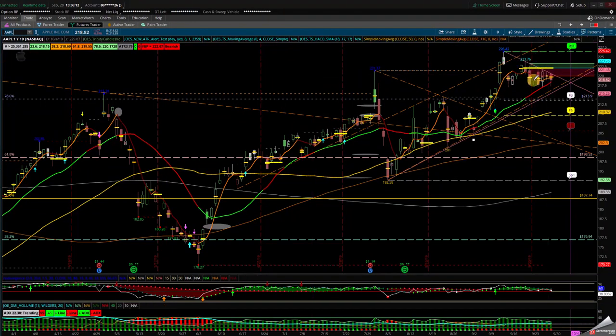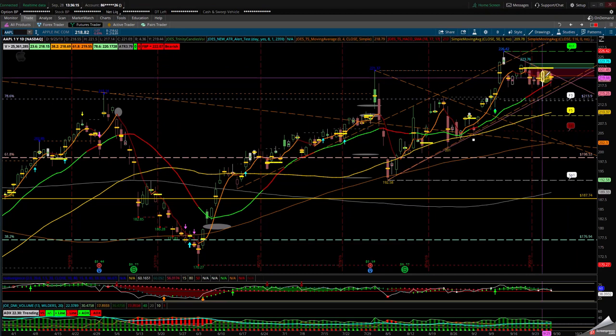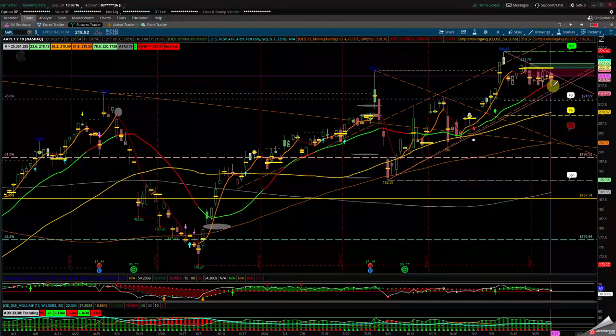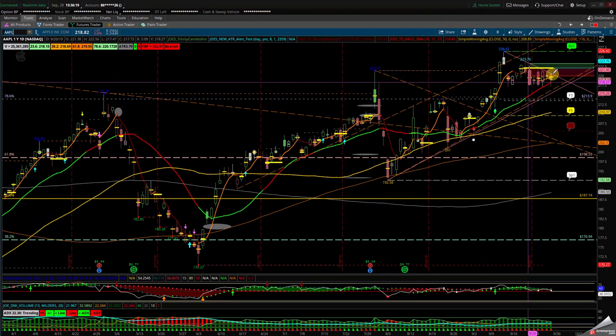This consolidation, Monday, Tuesday, Wednesday, Thursday, Friday, remember the tariff and all these things that's happening in the global market and the delisting of, you remember the House said, hey, we may want to delist some of the Chinese equities in the market. So this caused a reaction in Apple. Let's take a look at Amazon.